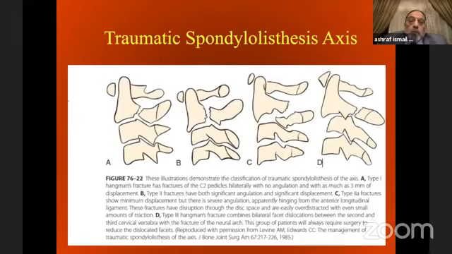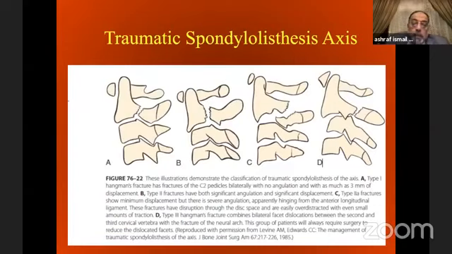He used the classification, and I applied that classification of A, B, and C. A is a bony injury without displacement, B is the tension band injury, and C is the translation injuries, with its practical use and its shadow on the lines of treatment.